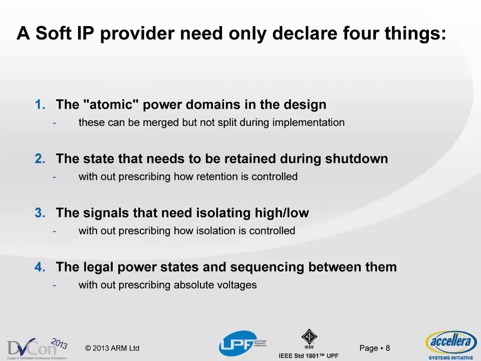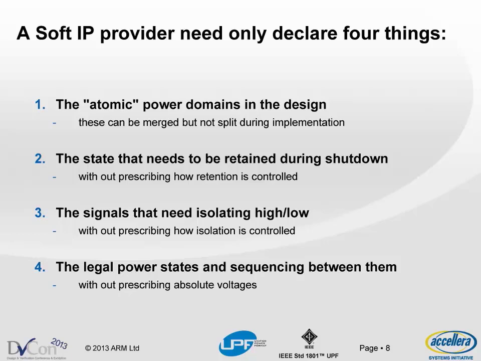And then for each of these power domains, you need to specify the state that needs to be retained should you shut it down. And this needs to be done in a way without predicating how that state's retained. So you don't want to get into the details of whether it's a single pin retention strategy or a two pin retention strategy. Number three is the signals on the power domain that need isolating should you shut it down. And again, we don't want to get involved with saying how those signals are isolated. We just want to provide the constraint that they must be isolated.